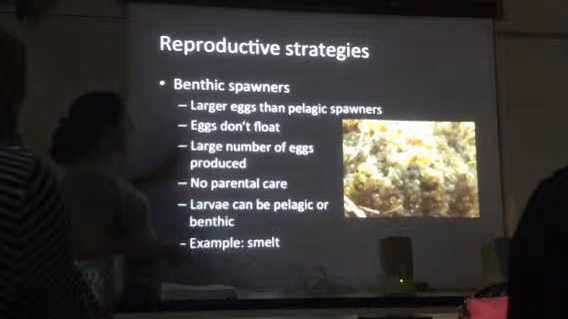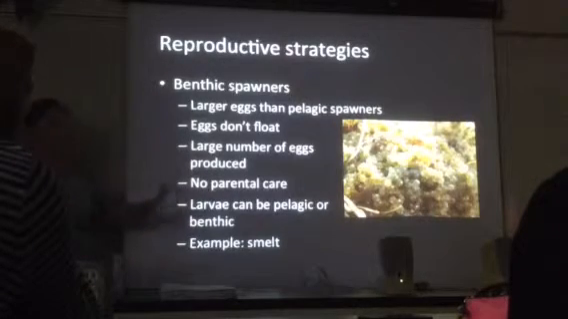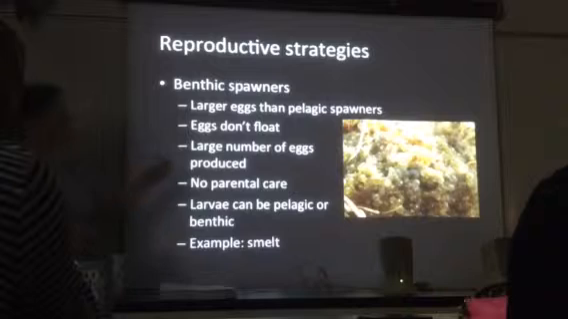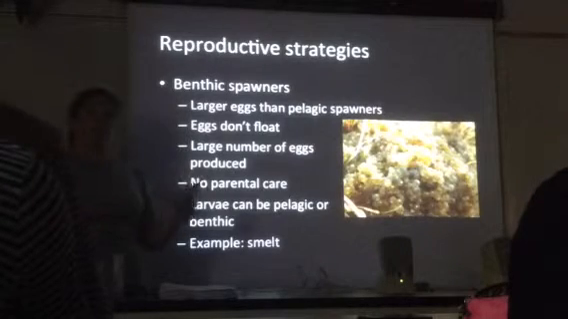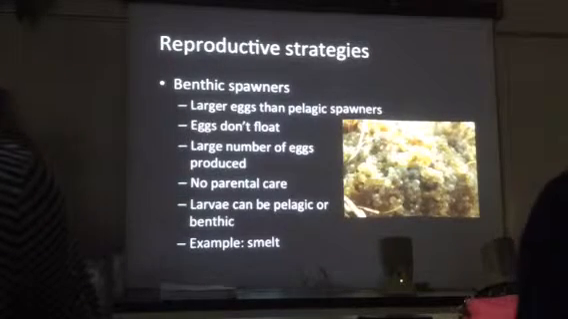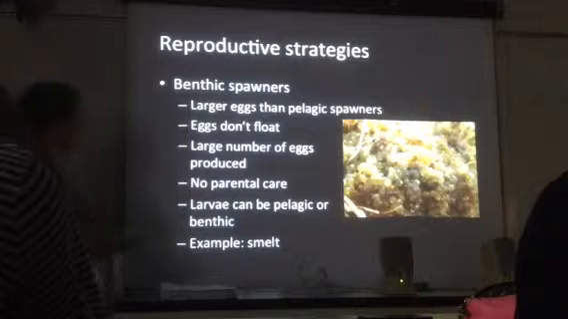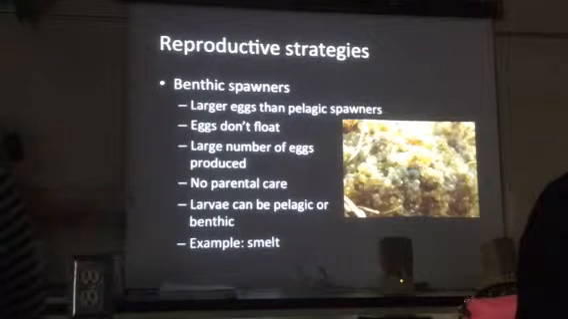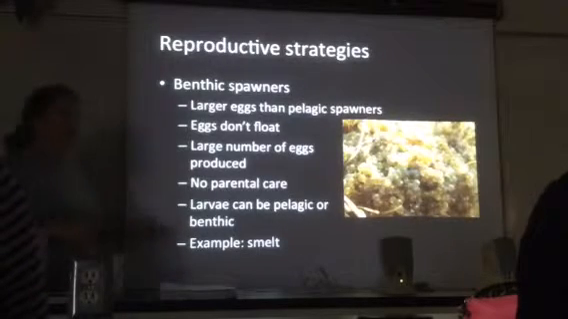So they do produce a large number, although usually the numbers are not anywhere near what a pelagic spawner would produce. So you tend to get fewer but larger eggs, but still a pretty high number. Another name for these are nesting fishes, so they kind of build little nests usually. There's not a lot of parental care, but that can vary. There are some fishes that do provide some parental care. They'll actually guard the nest.